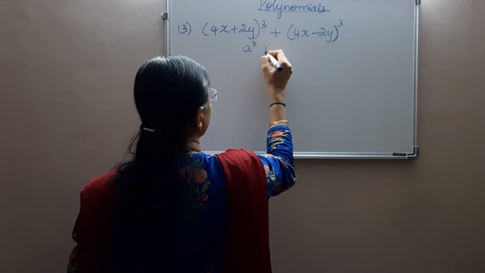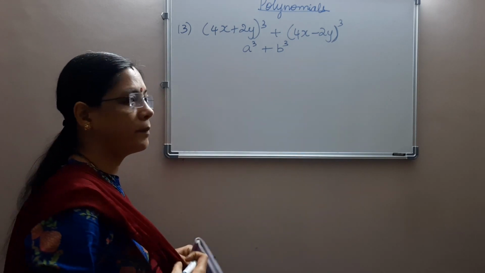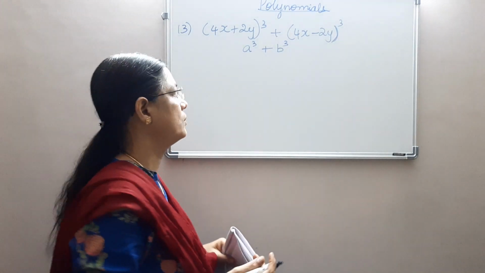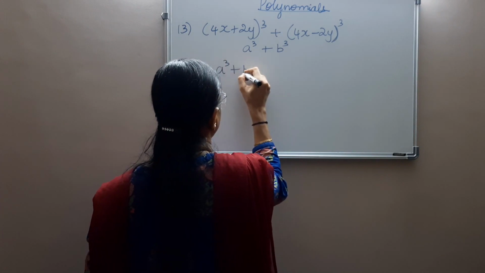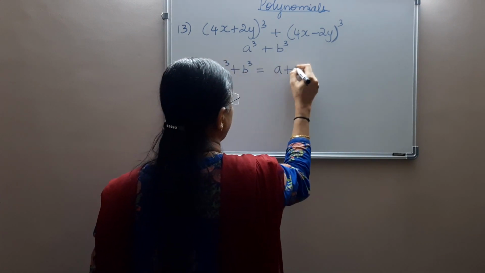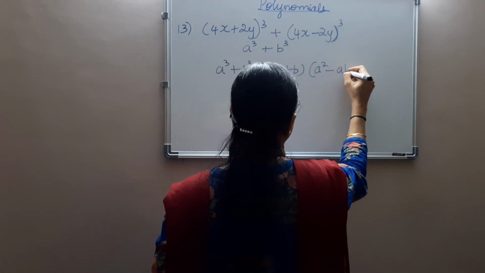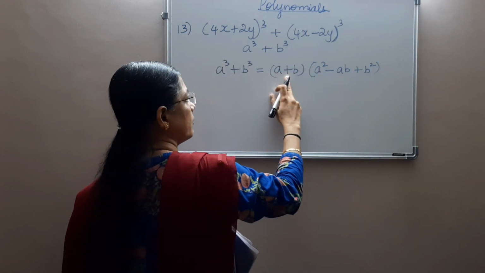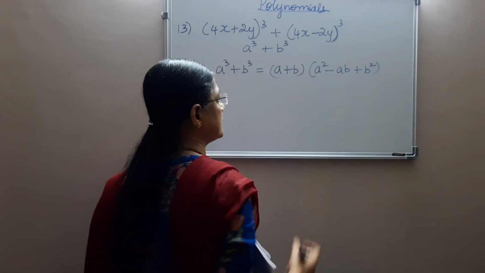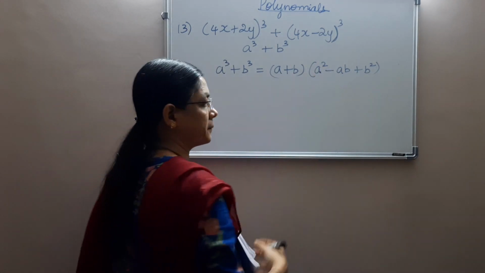It is a cube plus b cube. See, this is a and this is b. So you have to apply a cube plus b cube. So what is a cube plus b cube? We know that a cube plus b cube is equal to (a plus b) into (a squared minus ab plus b squared). I told you to remember, whatever the sign is here, you carry it here and put the opposite sign before the second term here.